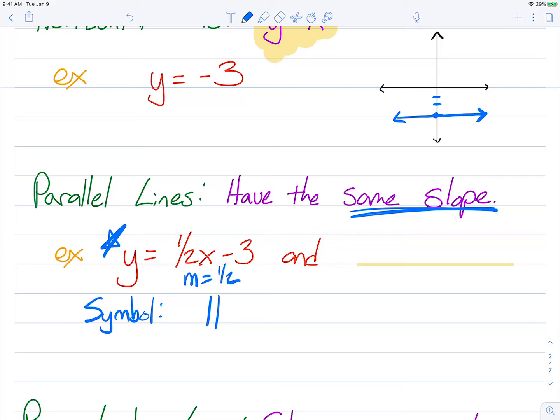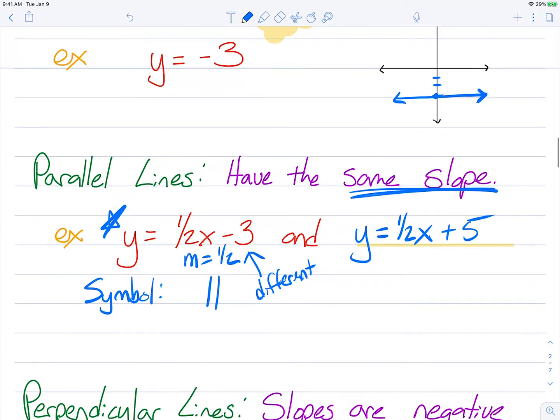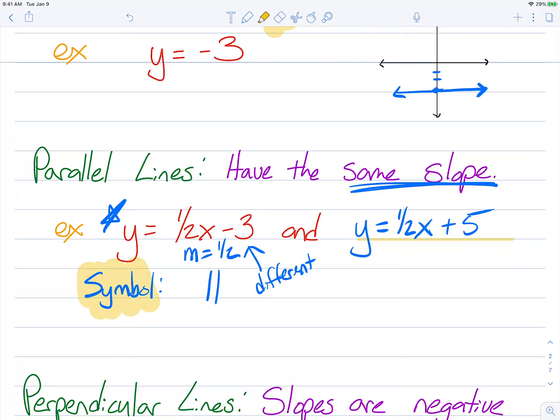So an equation of a line that is parallel to it is also going to start off with y equals 1/2 x. All I have to do is make a different y-intercept. So I can make it anything. I'm going to make it plus 5. Now the symbol for parallel looks like two parallel lines. It literally looks like a picture of two parallel lines. So we could have written this as y equals 1/2 x minus 3 is parallel to y equals 1/2 x plus 5, with that symbol in between.